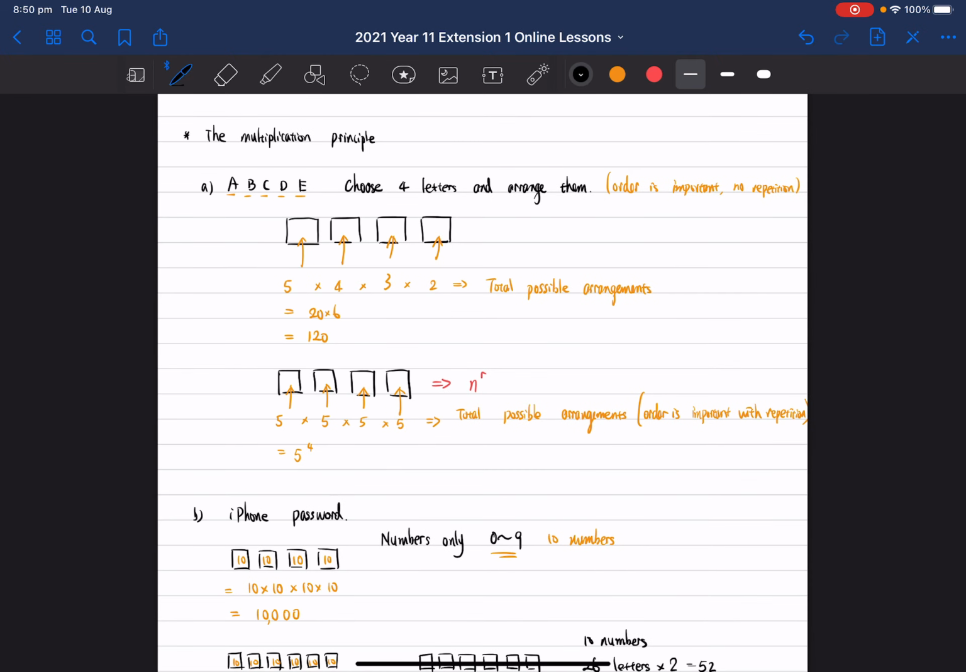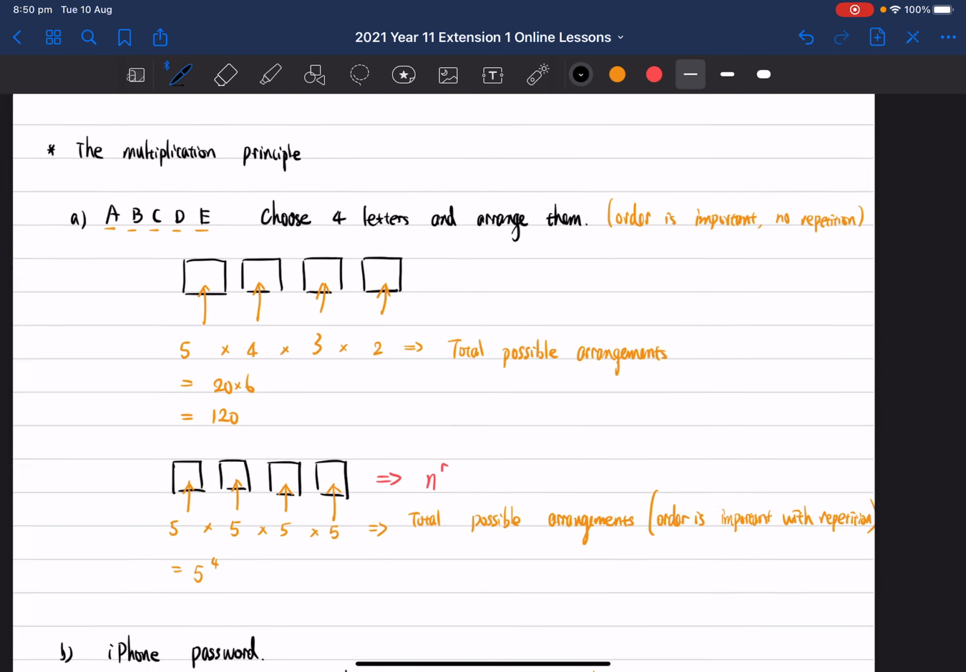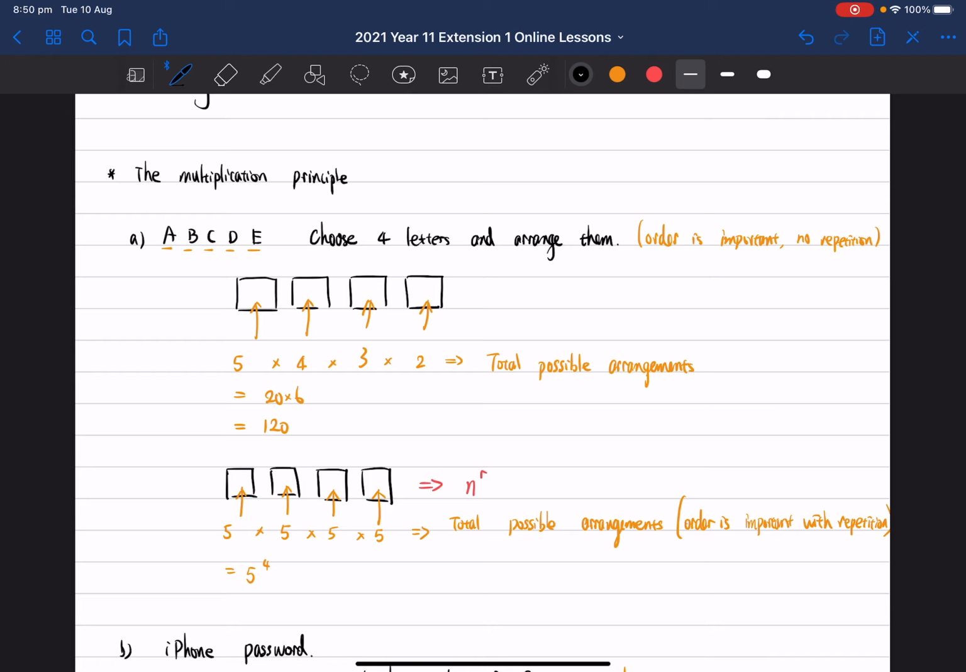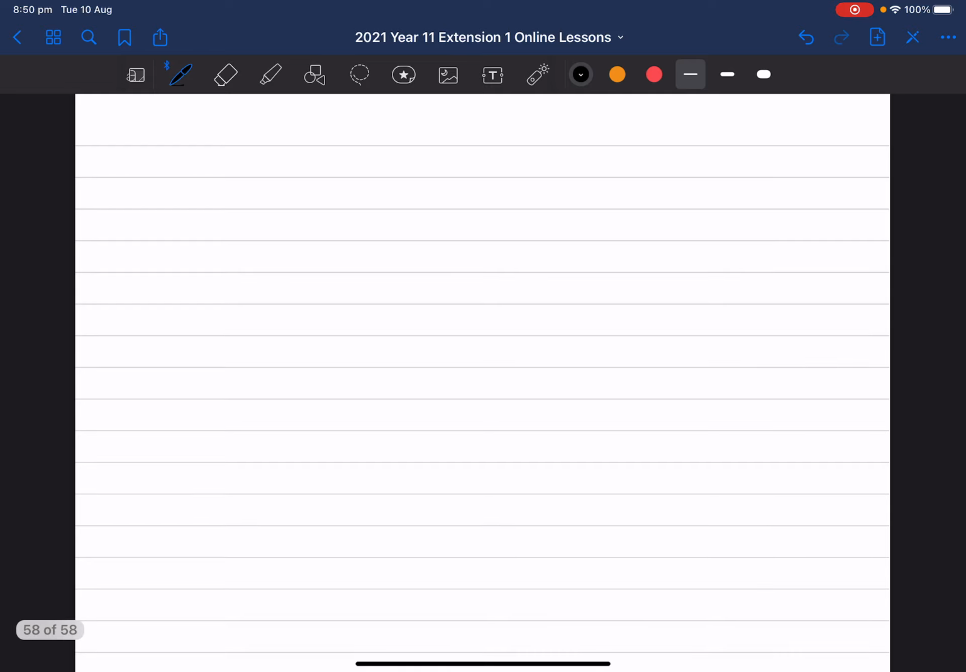All right, let's move on to the actual permutation. What is a permutation? Let's move on to the general case. Permutation.